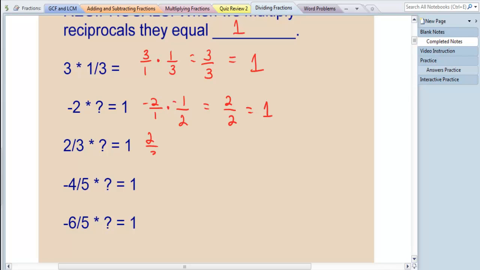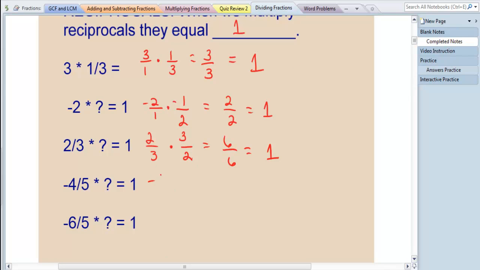So 2/3 times what would equal 1? What do you think? The reciprocal, you can think of it as taking the fraction and flipping it upside down. It will look just like the original fraction but upside down. And when we multiply, we end up with 6 over 6, which equals 1. So reciprocals always have the same sign, therefore they multiply to give you a positive, and they're always the upside down version of each other.